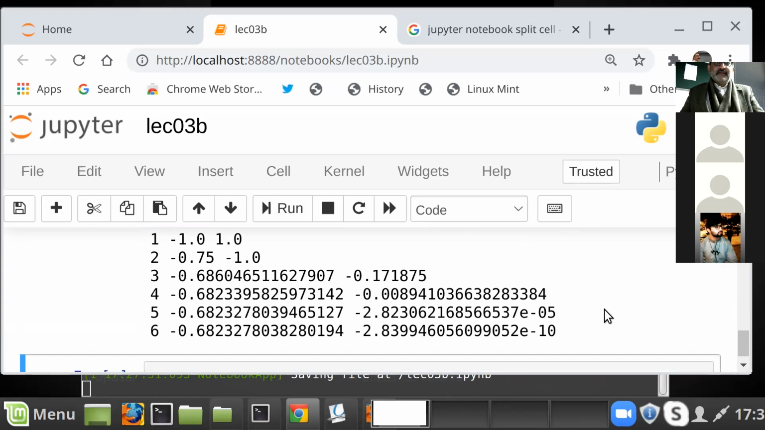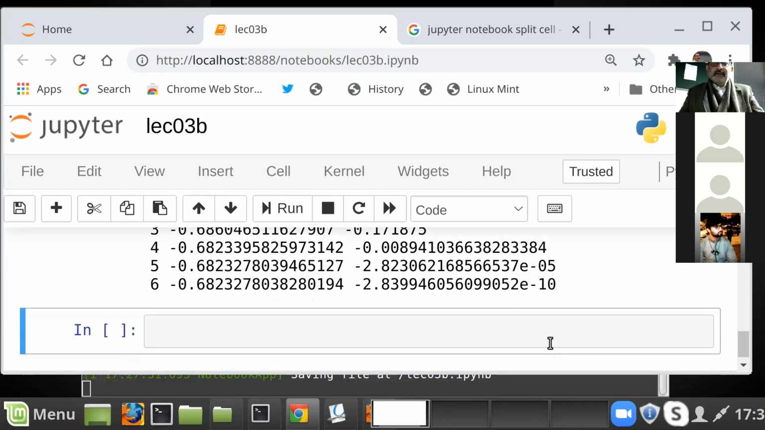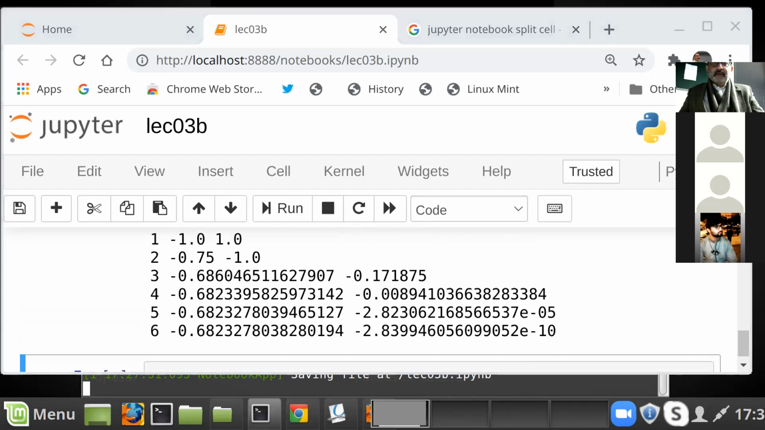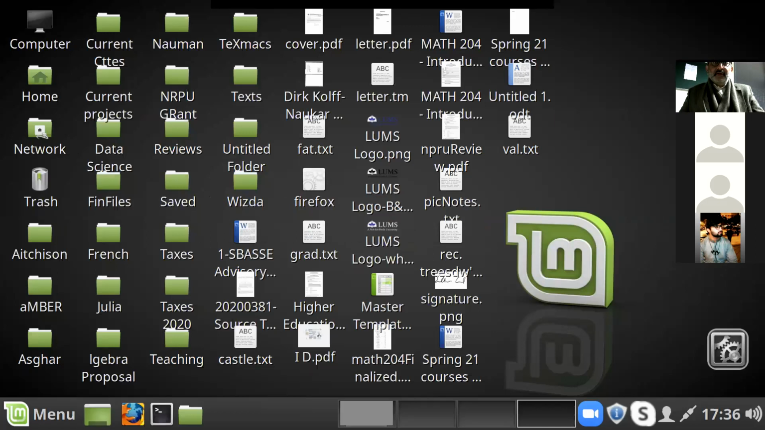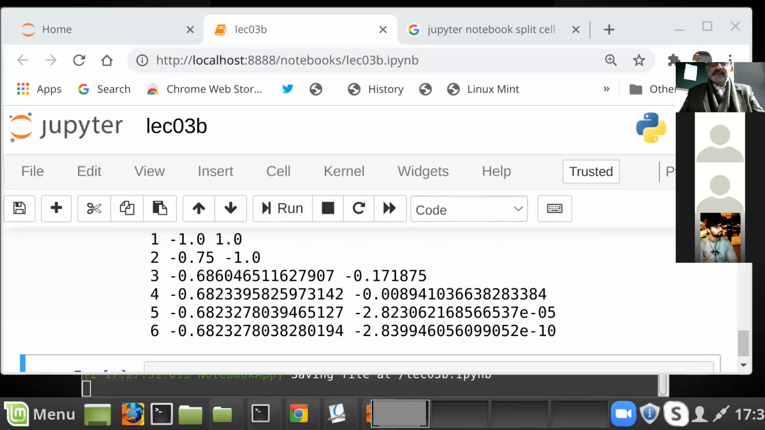If I run this, then I've got 6 iterations. And again, quadratic, what did that mean? The error here was like 10 to the minus 5. The error here is like 10 to the minus 10, right? So extremely fast convergence compared to the other one. Okay. Are there any questions so far?